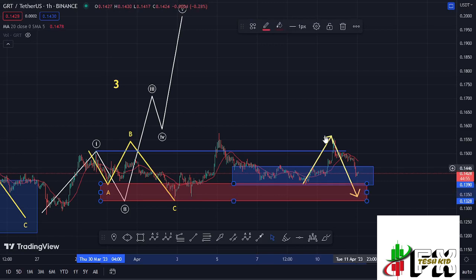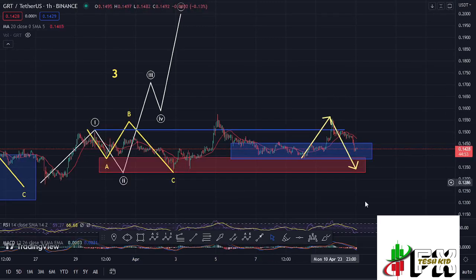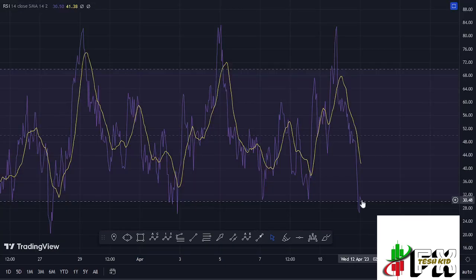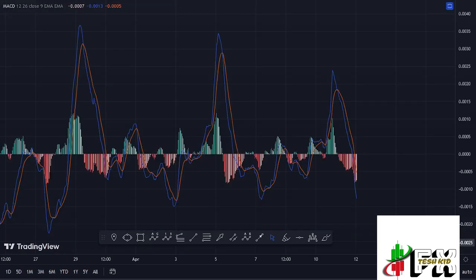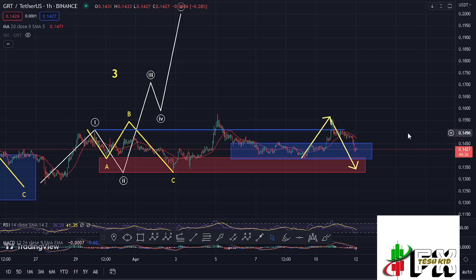So that is what I'm expecting here on the short-term scenarios on the GRT chart. Also taking a look at the indicators on the RSI, we are trading at around the 30 mark, meaning we have massive room for us to fully support higher prices. Also taking a look at the MACD, we have been able to print a bearish cross. So let's be patient and see how that plays out, and I'll be keeping you updated.